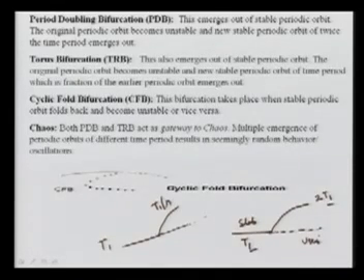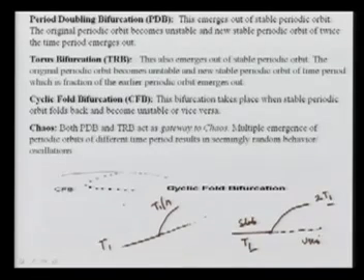The cyclic fold bifurcation takes place when a stable periodic orbit folds back and becomes unstable, or vice versa. So here you can say the cyclic fold is coming here and then going back, meaning folding. Here it is stable, now it becomes unstable. So this bifurcation takes place when a stable periodic orbit folds back and becomes unstable. So it is called cyclic fold.